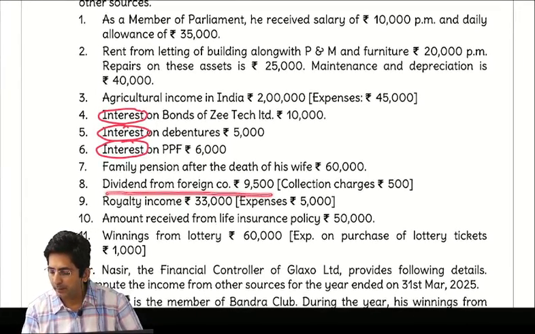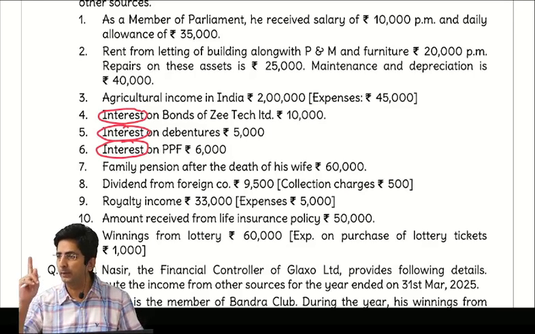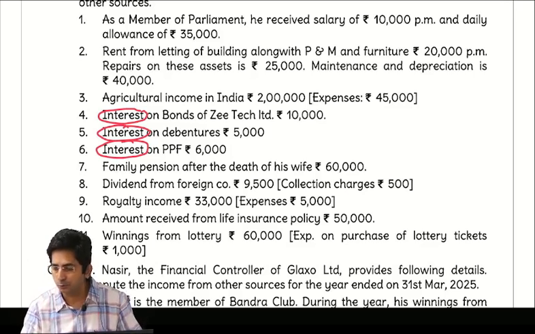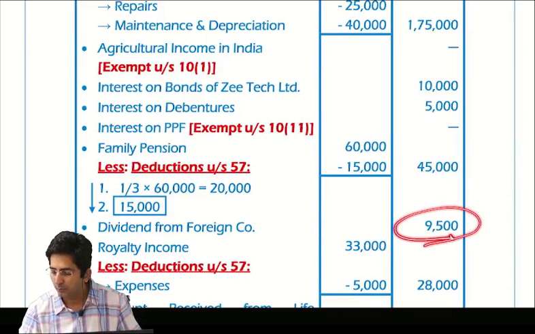Then dividend from a foreign company. There are some expenses given, collection charges. Tell me, for dividend income, do we deduct all expenses or only one expense? Only one. That is interest on loan. This is not interest on loan, so you have to ignore these collection charges. So dividend will come directly in the outer column, 9,500.